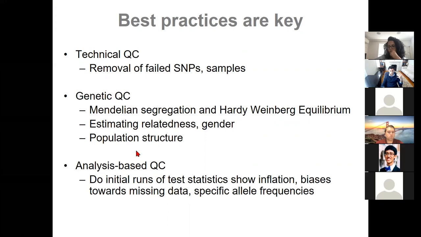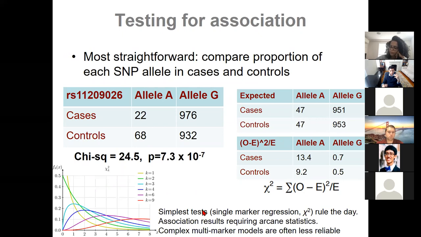And some of that can be done through principal component analysis, as we talked about last time, where you can basically take the individual by genotype matrix and then decompose it, partition it into these principal components, and then remove some of those strongest components that are usually associated with population structure. And then there's an analysis-based QC of whether initial runs of test statistics show inflation and whether there's biases towards missing data or specific allele frequencies and so on and so forth. And after you've done all that, you basically have your genome-wide association statistics.